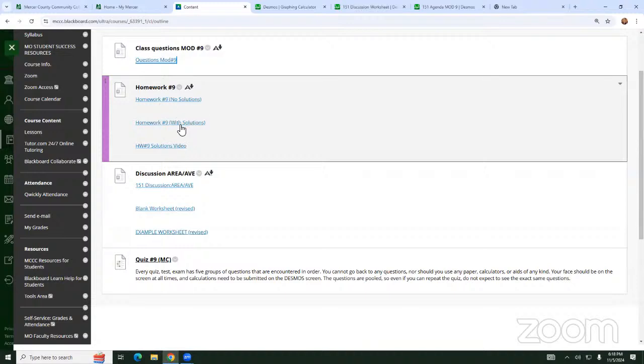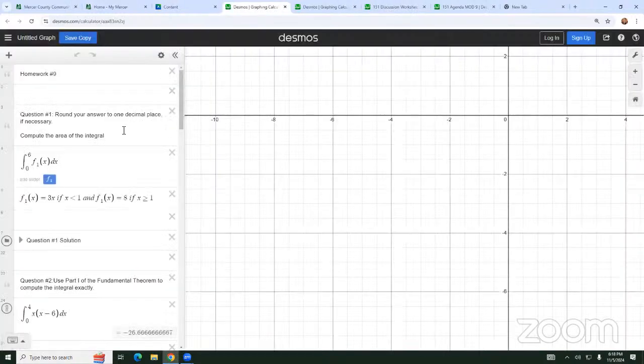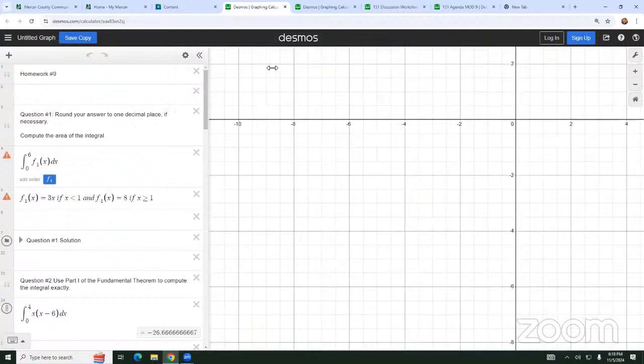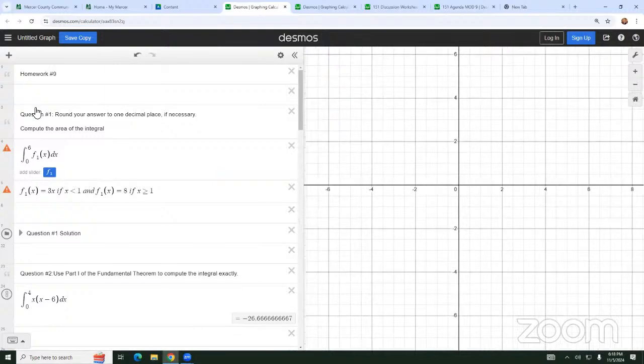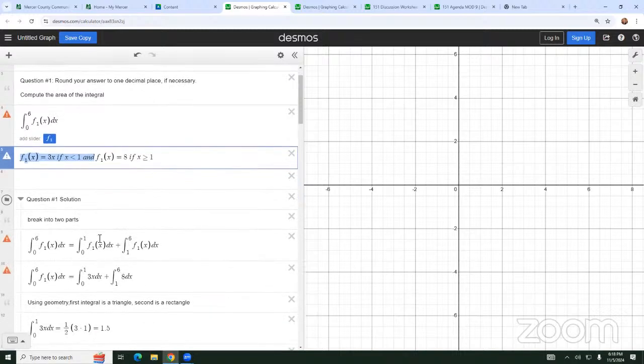All right. Let's take a look at some of the homeworks and see how far we get. This is mod 9 homework. Okay. So, compute the area of the integral. They're saying, I want the integral from 0 to 6 of some function. And then they tell you this function in bits and pieces. I want you to see that this is a piecewise function. Okay, and what it looks like is this.